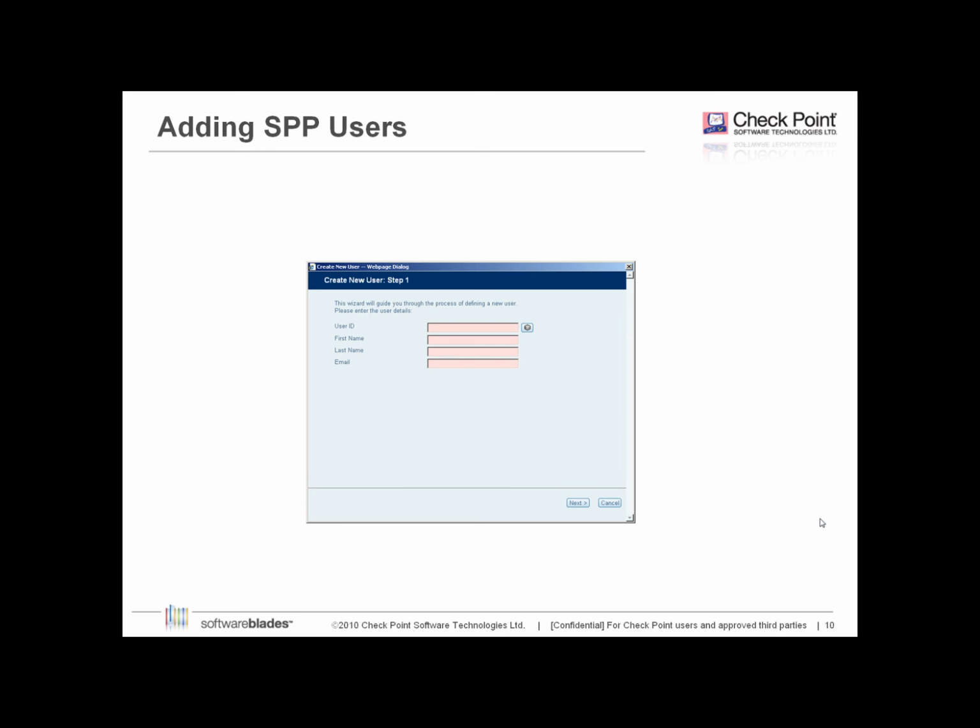The addition of a user is exactly the same as adding any other user in the SMP. You will require a user ID, the first name and last name, and an email address for contact information. Then in the role you would choose the relevant role, in this case an SPP user, and a password.